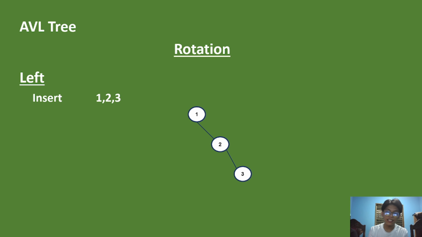Okay, now let's see about the height of each node. As you can see, we have something called the balance factor, or BF. It is equal to the height of the right subtree minus the height of the left subtree. So let's find it out. The balance factor of node 3 is 0 minus 0, so it's 0.